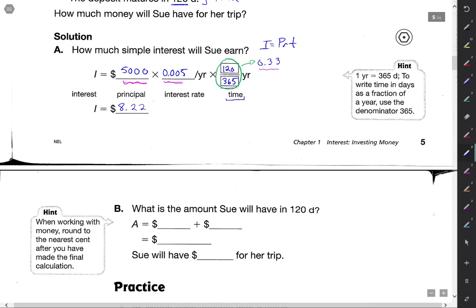And in B, it says, what is the amount Sue will have in 120 days? So again, we're going to take the initial amount, that's $5,000, and we're going to add the interest to it. So that's $8.22. So in the end, Sue will have $5,008.22 for her trip.